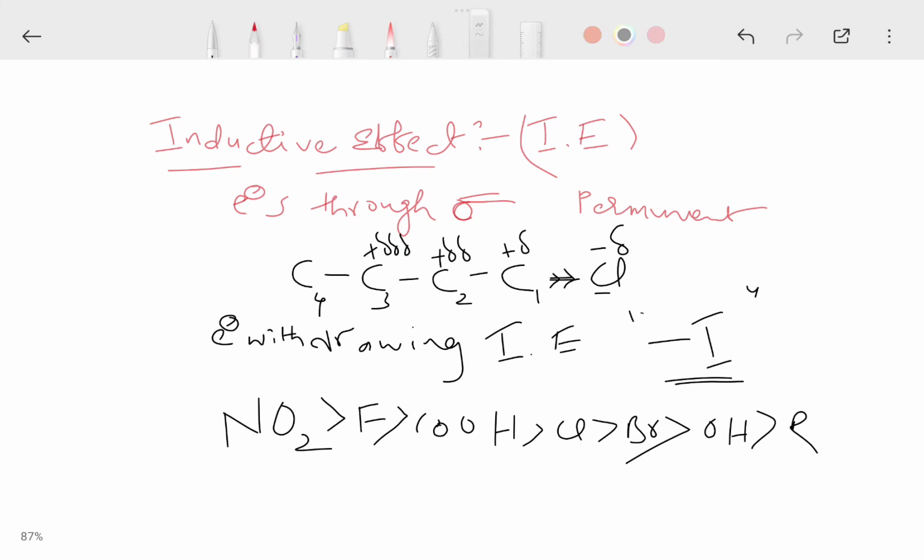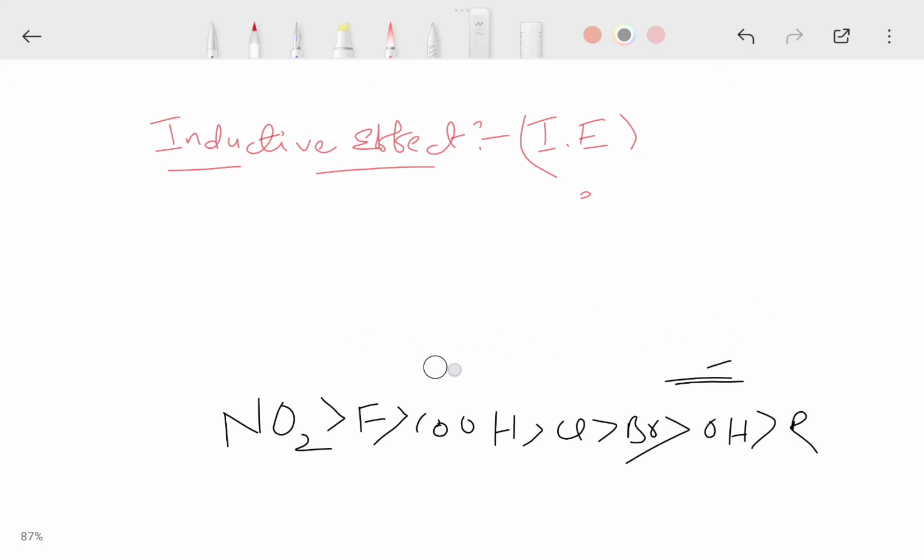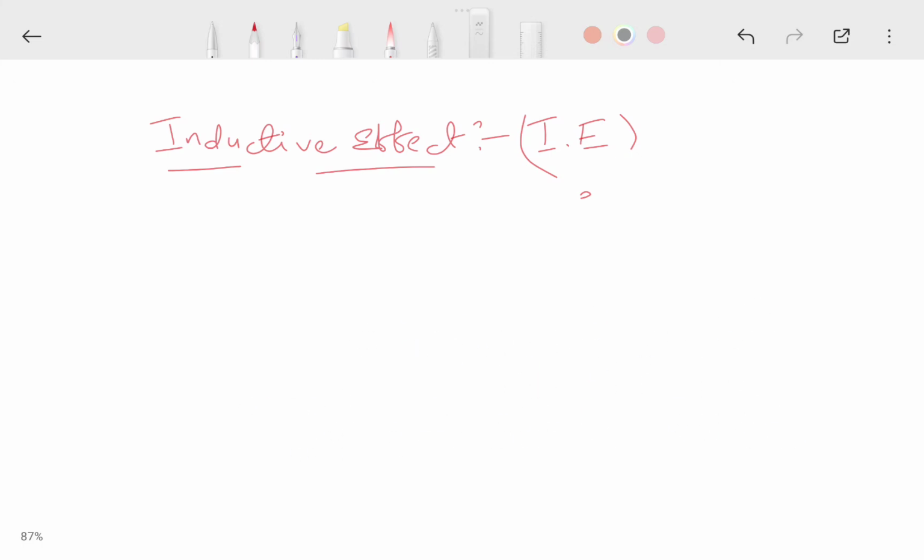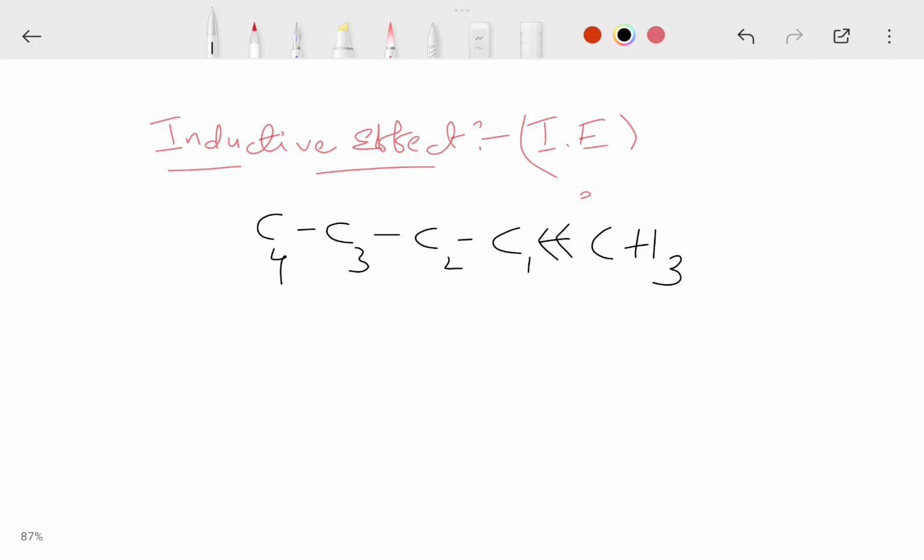Next, instead of chlorine, for example, if electron releasing groups or electron donating groups are attached to the C1 carbon. For example, one CH3 group is there. Electron releasing groups or alkyl groups attached to the C1 carbon give electrons to the carbon.